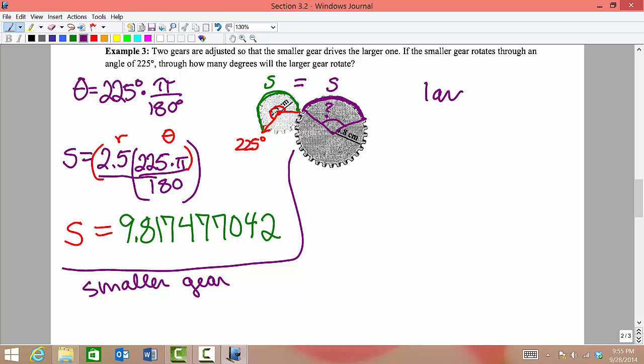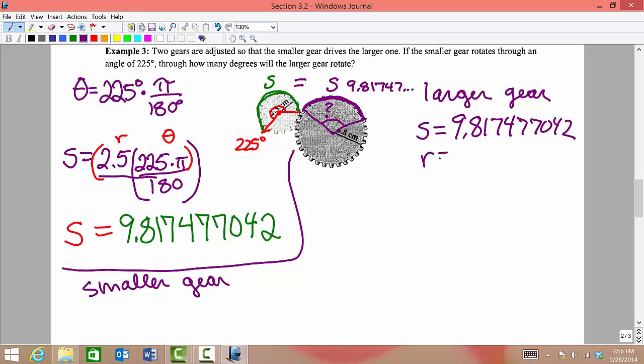Now what about the larger gear? Well, for the larger gear, we actually know that the arc length that is moved is 9.81747, etc. So let's go ahead and say that we know the arc length. We know the radius is 4.8. And now what we're looking for is our angle theta. Eventually we do want to get to degrees, but for now we're going to solve for our angle theta in radians.